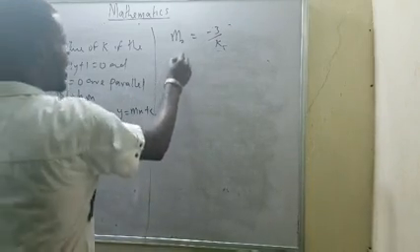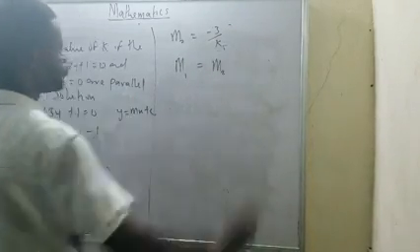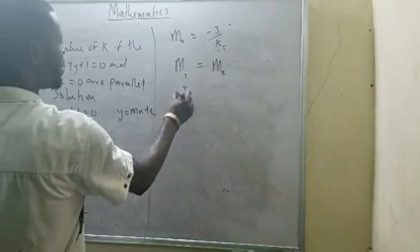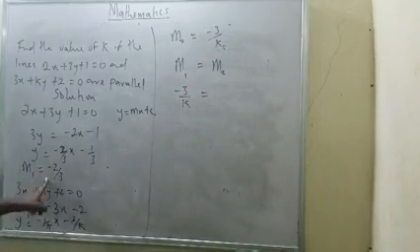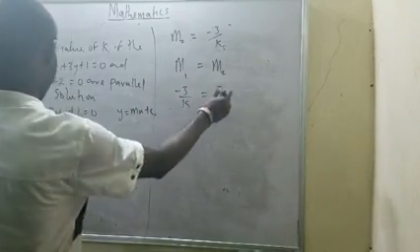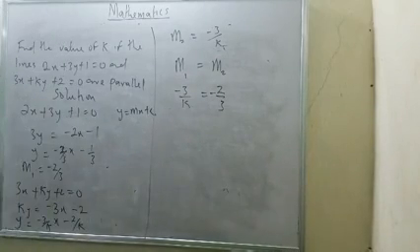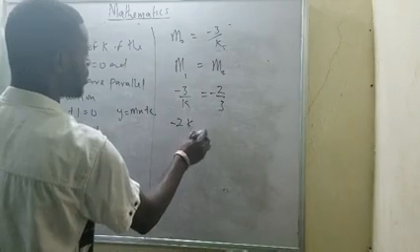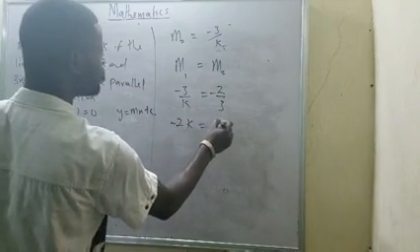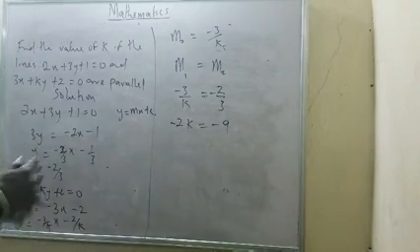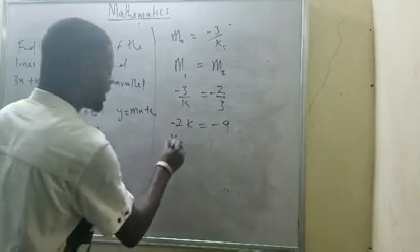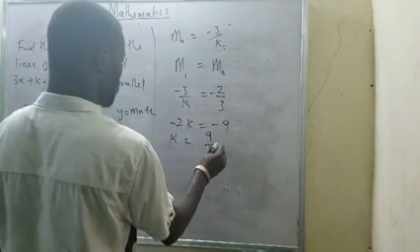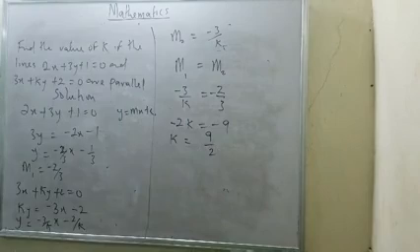Once they are parallel, M1 equals M2. It means what is my M1? Now, my M2 is minus 3 all over K, and that equals 2 all over K minus. Now, how do I generate my K? I'll be having minus 2K equals minus 9. Of course, multiply, I've done the necessary things. It means my K equals 9 all over 2. That is my K.